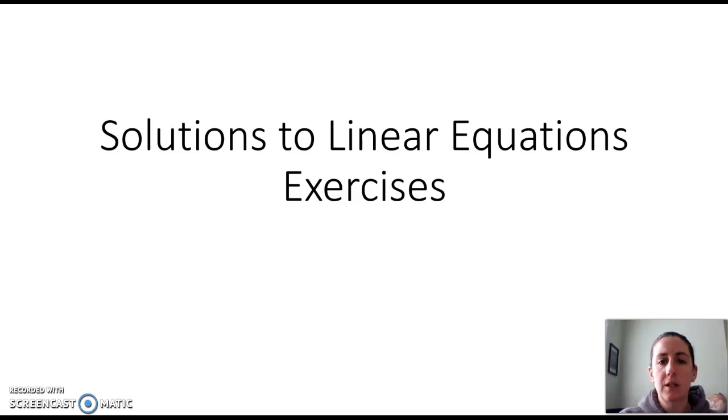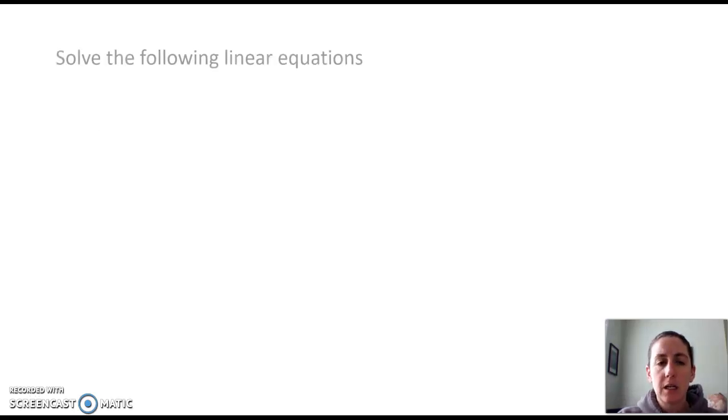Let's go over our solutions to linear equation exercises. When we solve linear equations, what we want to do is isolate the variable, so get the variable completely by itself. And then you can always check by plugging your solution back into the original equation and make sure you get a true statement.